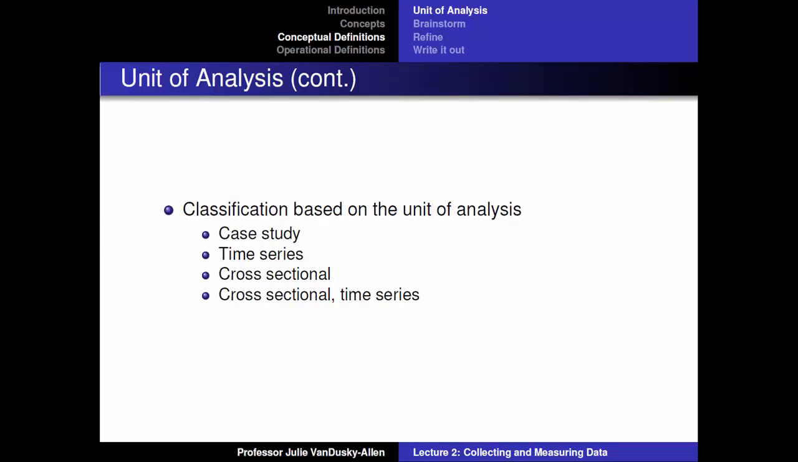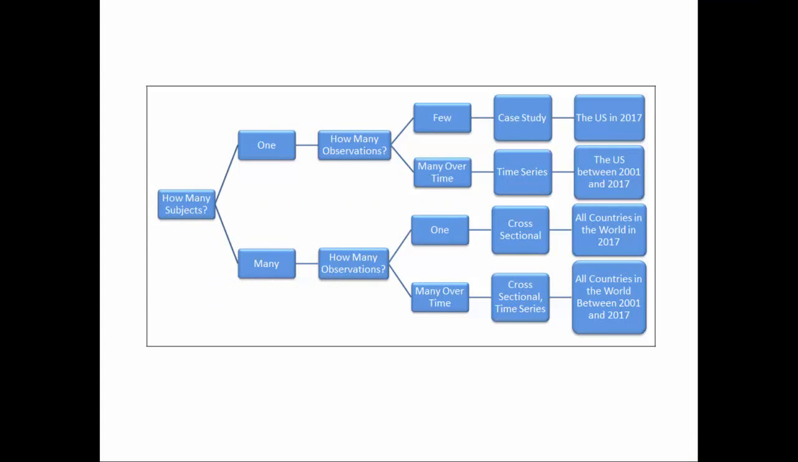After you determine your unit of analysis, you can classify the variable you will eventually collect as either a case study, cross-sectional, time series, or cross-sectional time series variable. This chart here can help you determine what type of variable you have. If your variable only applies to one subject, and you only have a few observations for that subject, then you have a case study. An example of this would be studying democracy in the United States in 2017. There would only be one subject, the U.S., with a couple of observations in 2017.